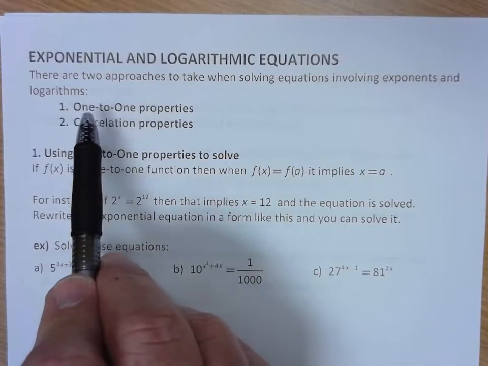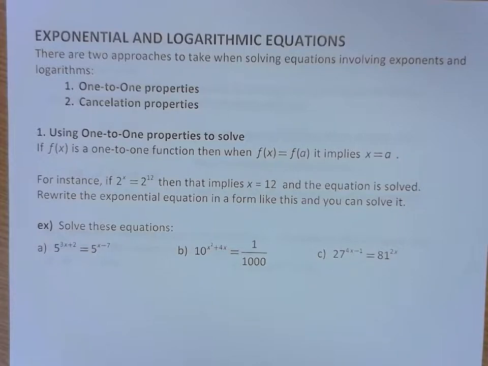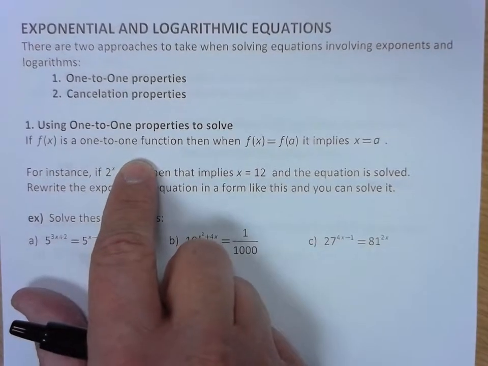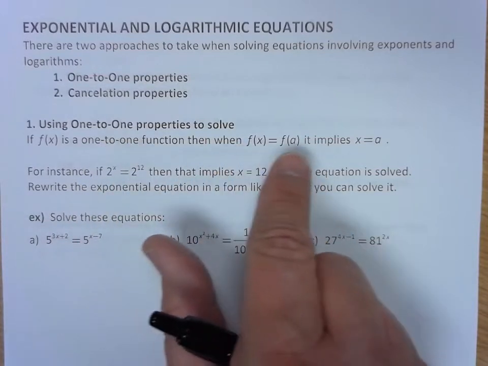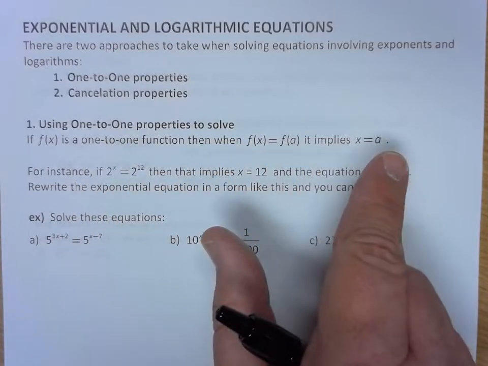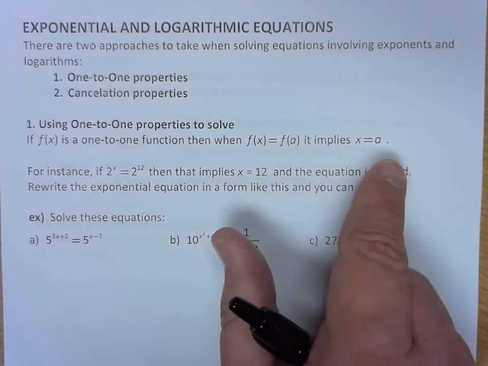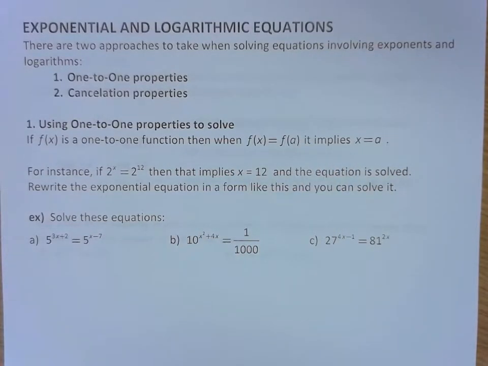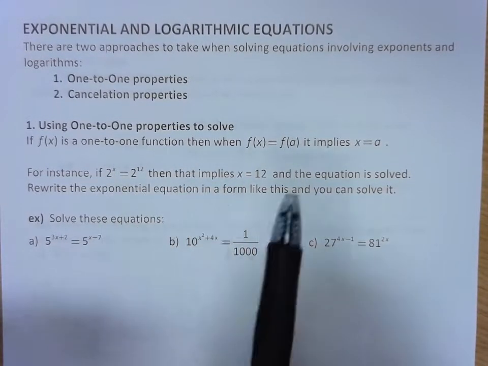Let me first go over using the one-to-one properties in solving exponential and log equations. What it means to use these one-to-one properties: a function is one-to-one means that if the outputs are the same, that implies the inputs are the same. If f of x equals f of a, that implies x equals a. That's a unique property to a one-to-one function. The logarithm and exponential functions are one-to-one.